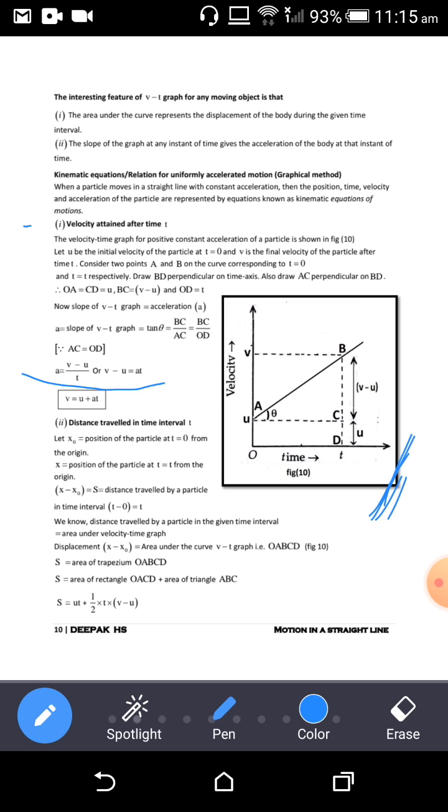Next, this trapezium can be divided into a rectangle plus a triangle. So we express the area of the trapezium in another way, that is the area of rectangle OACD plus the area of triangle ABC. So S is equal to the area of the rectangle, which is length into breadth, that is u into t. Plus the area of the triangle, which is half into base into height, so half into t into v minus u.